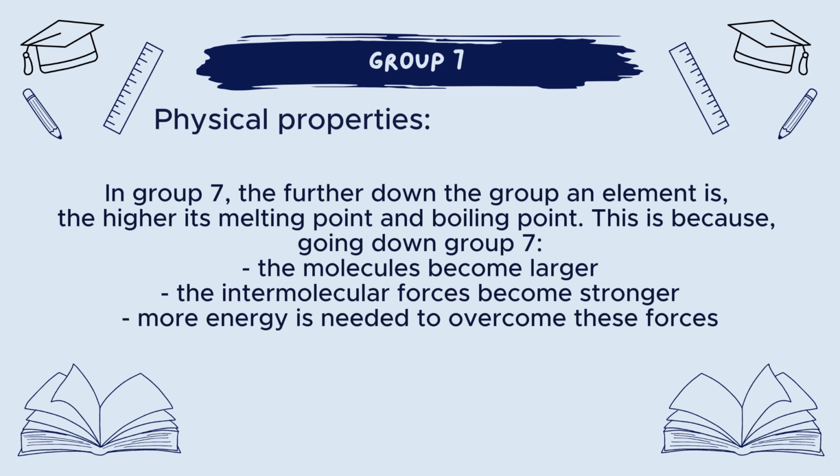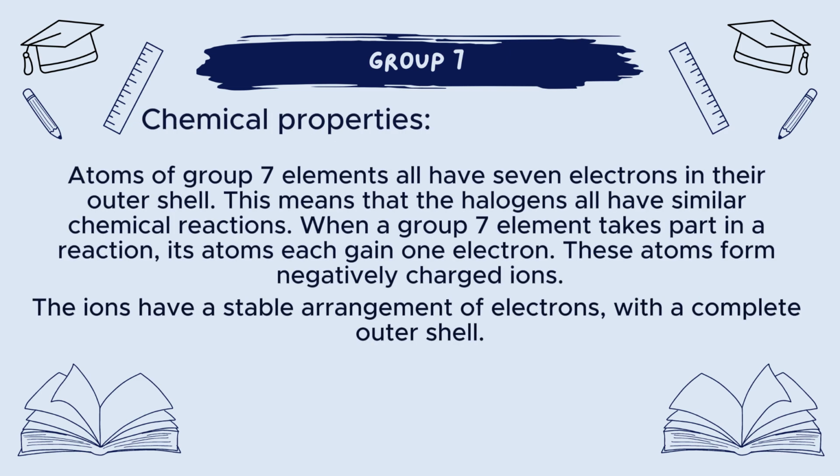In Group 7, the further down the group an element is, the higher its melting point and boiling point. This is because, going down Group 7, the molecules become larger, the intermolecular forces become stronger, and more energy is needed to overcome these forces. Atoms of Group 7 elements all have 7 electrons in their outer shell. This means that the halogens all have similar chemical reactions. When a Group 7 element takes part in a reaction, its atoms each gain 1 electron. These atoms form negatively charged ions. The ions have a stable arrangement of electrons with a complete outer shell.